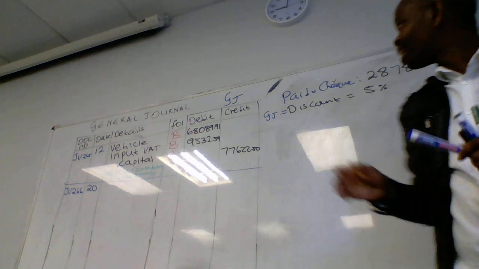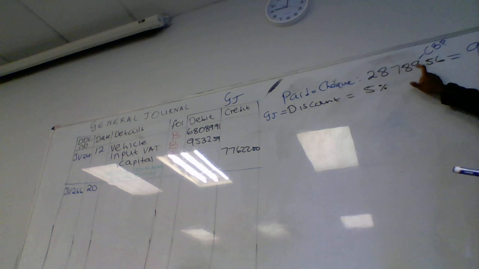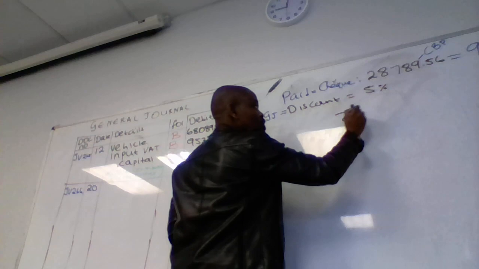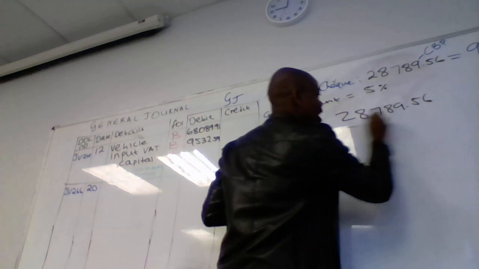Now, for me to know 5%, I need to know the original amount. Is this the original account amount? No. So I need to know the 100%. How can I go back to 100%? I will say 28,789. How will I do that? You divide by what? 95%. This will be your amount before discount.